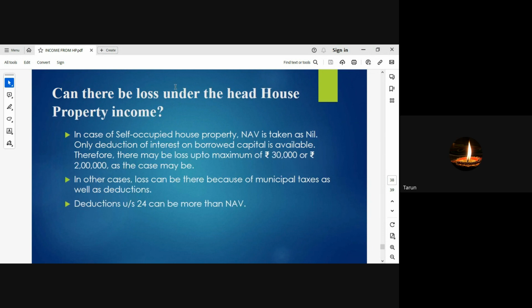Can there be a loss under the head of house property income? This is a very important question. It could be, it could not be; it depends on the case. I cannot say that any income calculated from house property will be a loss or will not be a loss. If we talk about self-occupied cases, yes, it could be a loss. Why? Because it could be a loss.